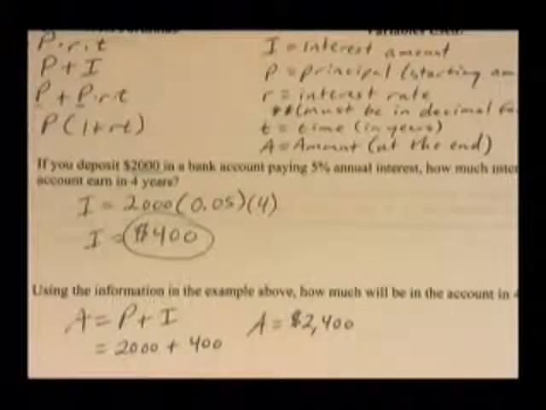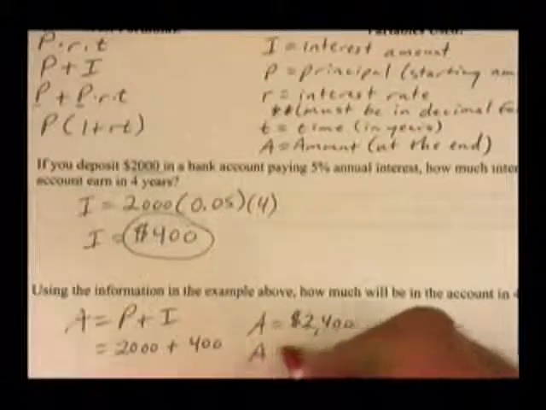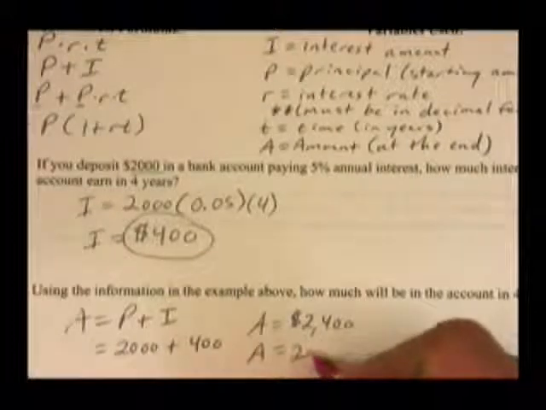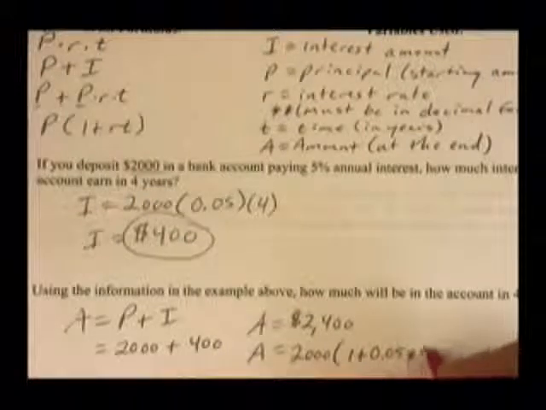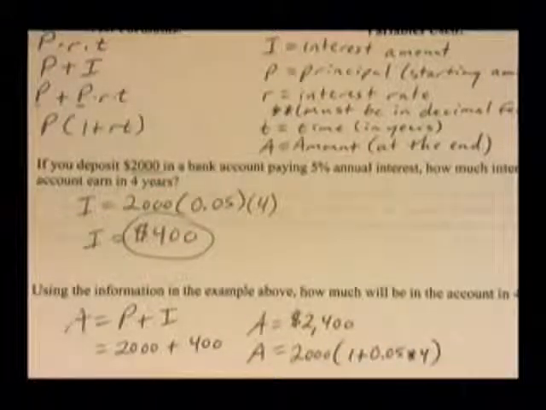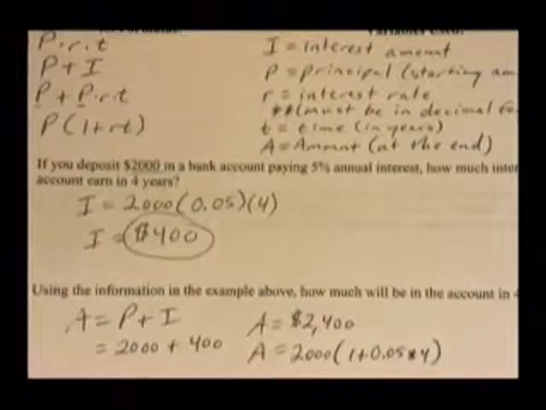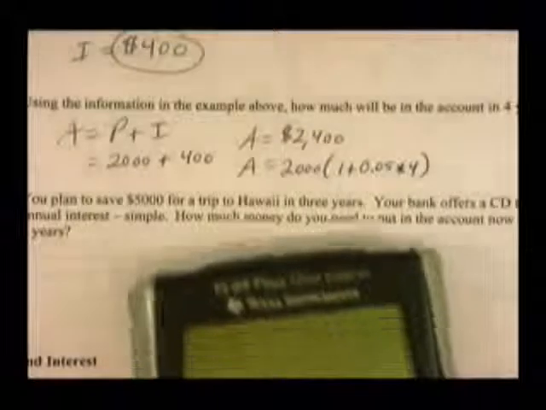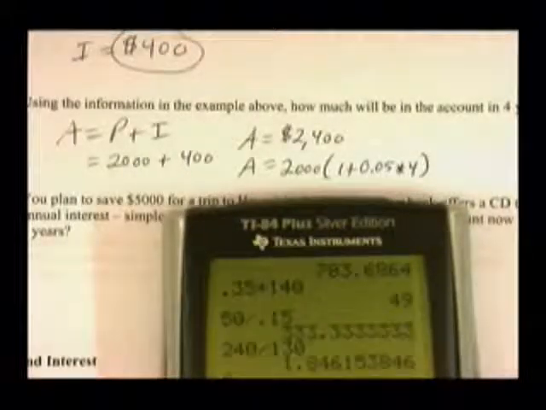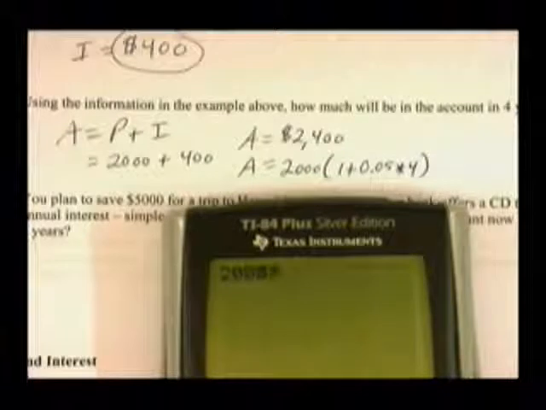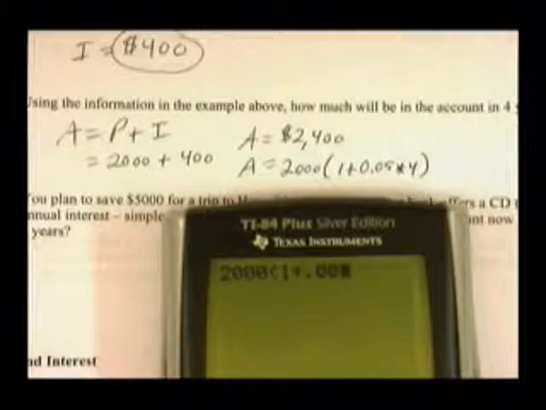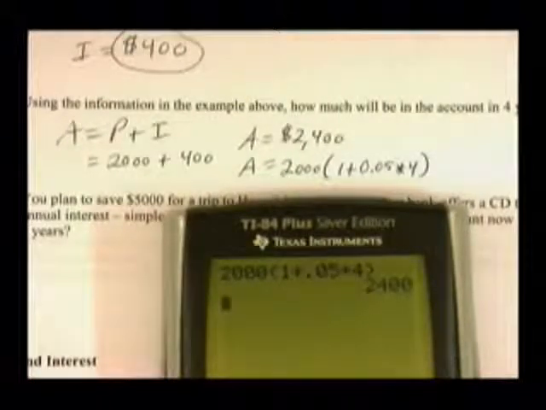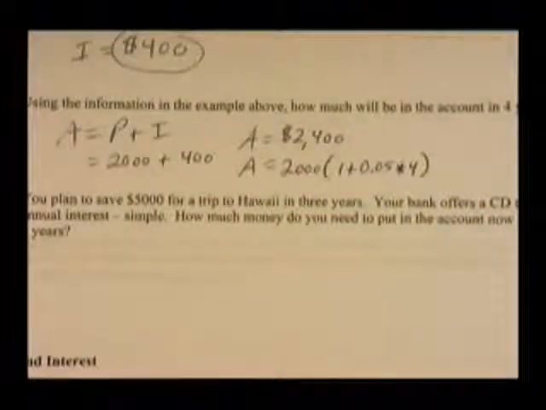Alrighty. You can also do it using this formula if you wanted to. So you could say that A equals P, which is 2,000, times 1 plus R, which is 0.05, times 4, which is our T. And then if you grab your calculator, you can use your calculator for this, and you can plug the whole thing in if you want to, and say 2,000, because the graphing calculator will do order of operations for you, times 1 plus 0.05 times 4, and close your parentheses, and we get 2,400. Okay, so either way is fine.